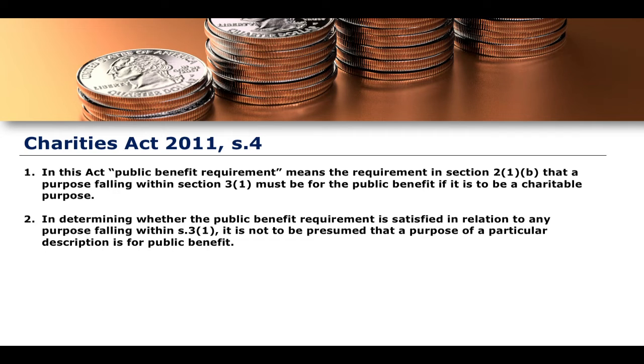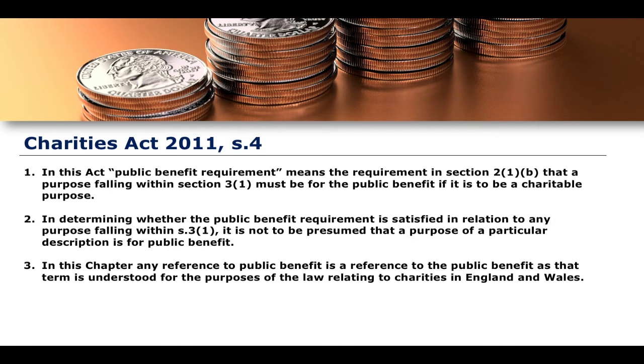In determining whether the public benefit requirement is satisfied in relation to any purpose falling within Section 3, subsection 1, it is not to be presumed that a purpose of a particular description is for public benefit. In this chapter, any reference to public benefit is a reference to the public benefit as that term is understood for the purposes of the law relating to charities in England and Wales. Subsection 3 is subject to subsection 2. Okay, not particularly helpful. We'll get to what this means in more detail in the next lesson, don't worry.